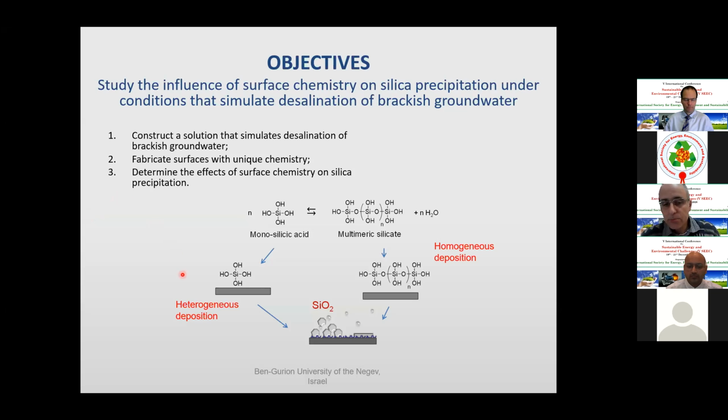Now, it is very important to keep in mind that with silica, we have two modes of precipitation. Because of the equilibrium between monomeric silica and multimeric silica in solution, we can have heterogeneous deposition, which means deposition of monomeric silica on the surface and further crystallization, mineralization. Or we can have precipitation in solution, then adhesion to the surface, followed by further mineralization.